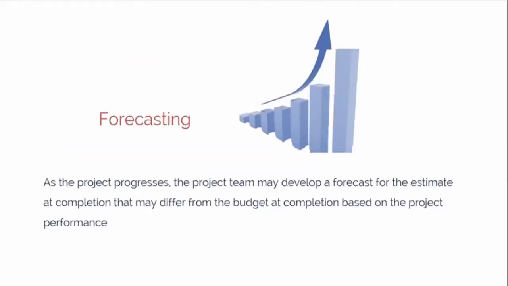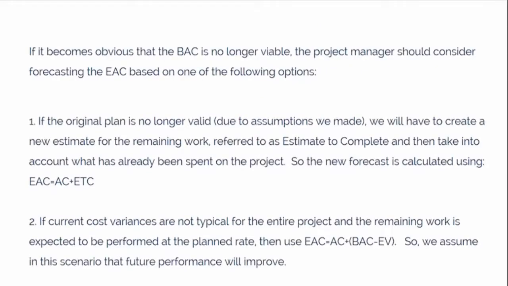Forecasting. As the project progresses, the project team may develop a forecast for the estimate at completion, or EAC, that may differ from the budget at completion, or BAC, based on the project performance. If it becomes obvious that the BAC is no longer viable, the project manager should consider forecasting the EAC based on one of the following options.